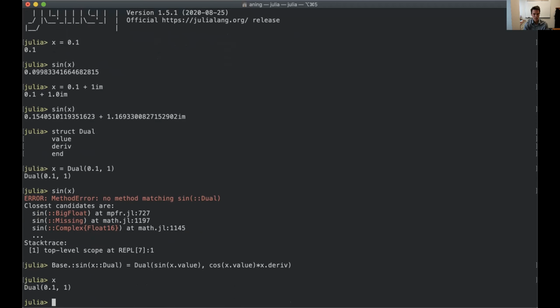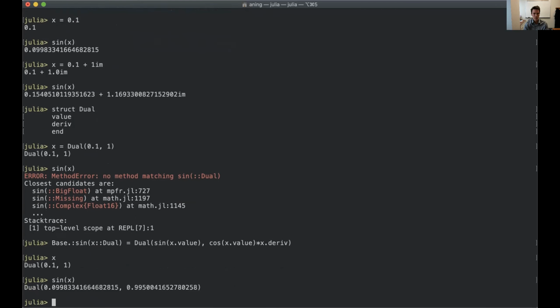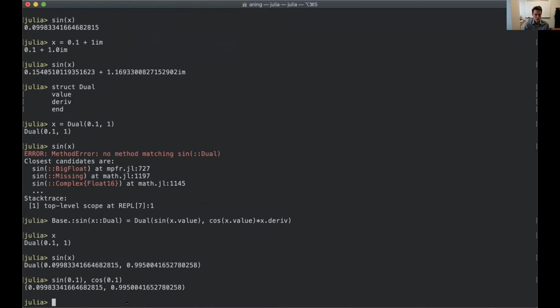So now x is my dual number. If I call the sine of x, notice it gives me a new dual number. Hopefully, if I've done this right, this is going to be the sine of 0.1, and this is going to be the cosine of 0.1, the derivative of the function at 0.1. So let's check that, sine of 0.1. I'm just going to evaluate them both side by side. And indeed, it looks like I've got it exactly. I get the function value exactly, and I get the derivative exactly.